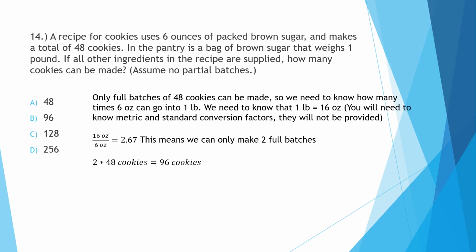We also need to know that 1 pound is equivalent to 16 ounces. Notice that 6 ounces goes into 16 ounces 2.67 times. So we would be able to make 2.67 batches of these cookies. Since we are not allowed to use partial batches, we can only make 2 full batches, and we will have some leftover sugar. 2 full batches will yield 96 cookies.